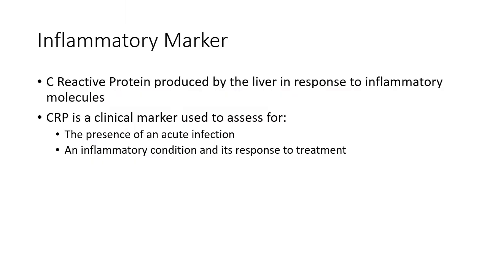So now, from there, we're going to talk about an inflammatory marker that's used by the hospital to mark the presence of infection in the body. So this marker is called C-reactive protein, and it's produced by the liver in response to inflammatory molecules, and I'm just mentioning it because you might see it if you're working in the hospital and you see tests that are ordered if a person has a chronic inflammation. CRP is used as a clinical marker to assess for the presence of an acute infection and inflammatory condition and its response to treatment.